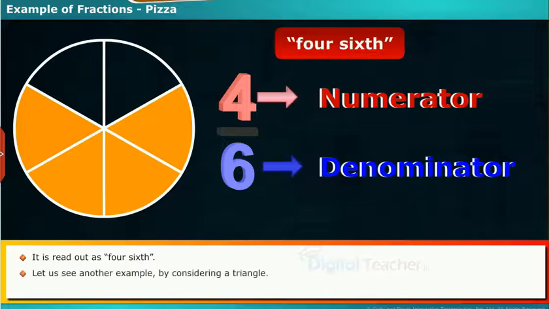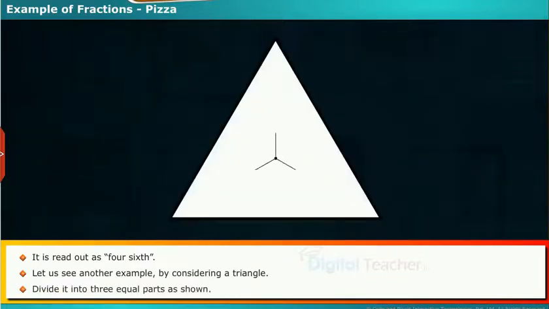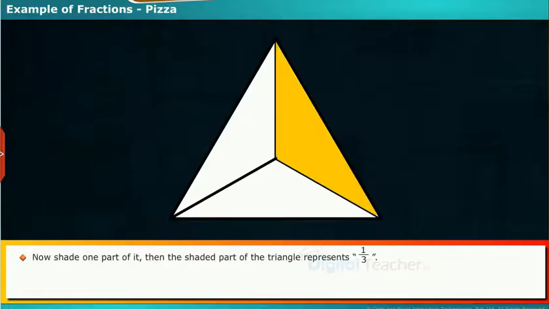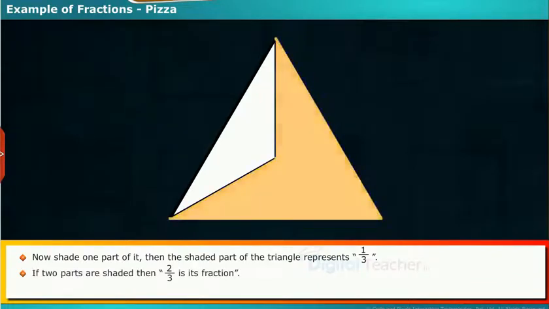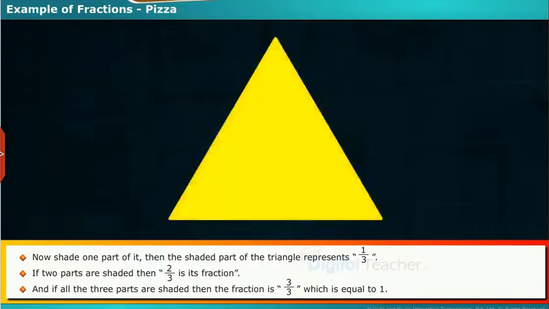Let us see another example by considering a triangle. Divide it into 3 equal parts as shown. Now shade one part of it, then the shaded part of the triangle represents 1/3. If two parts are shaded, then 2/3 is its fraction. And if all the 3 parts are shaded, then the fraction is 3 by 3, which is equal to 1.